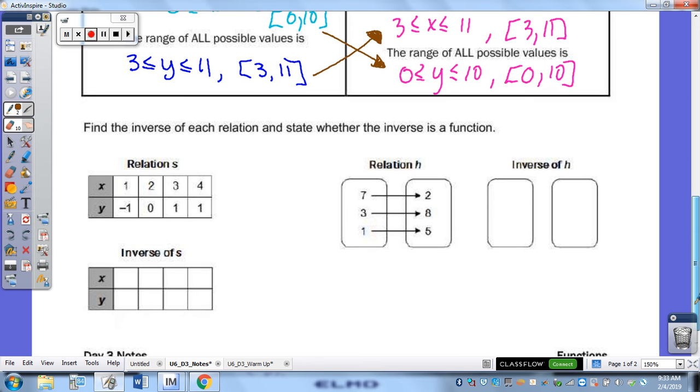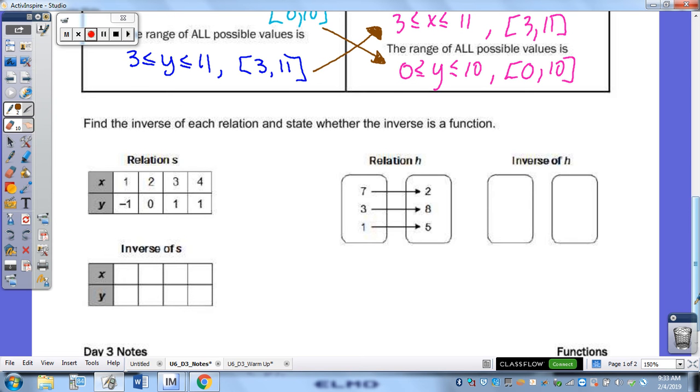So here we got two graphs. We're going to find the inverse of each relation and state whether the inverse is a function. So looking at the first one, I got a table of values here, so I'm just going to flip-flop my x and y. So negative 1, 1, 0, 2, 1, 3, and then 1, 4. So is that inverse a relation or a function? No, because we got that repeated domain value, so not a function.